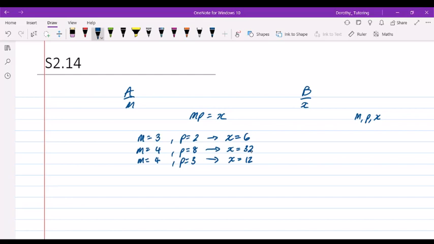M, P, and X must be positive, and they must be integers. So that means they must be whole numbers. So P can't be half, because that would immediately make X less. P can't be minus anything. I pick -1 because the math is easy. P can't be 0 because that's not positive.